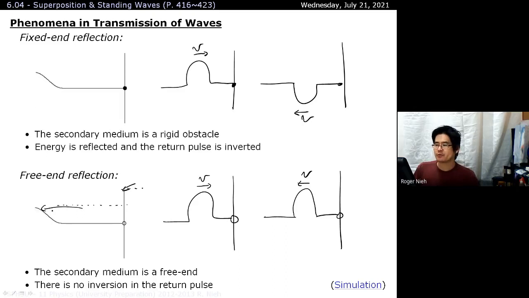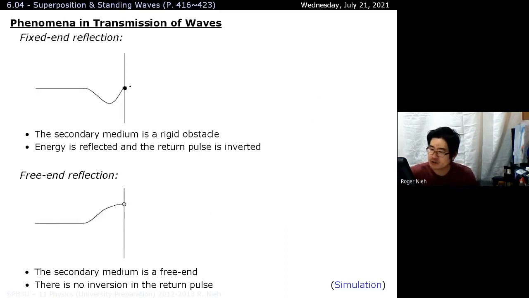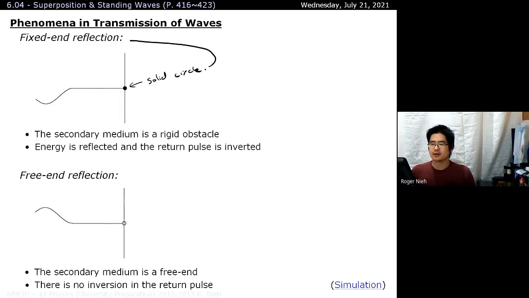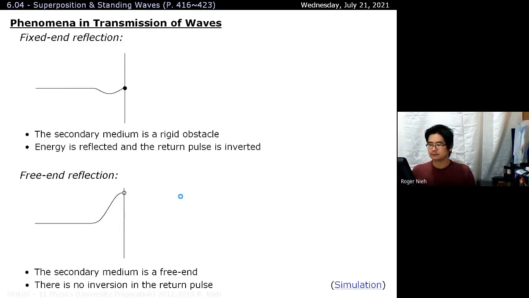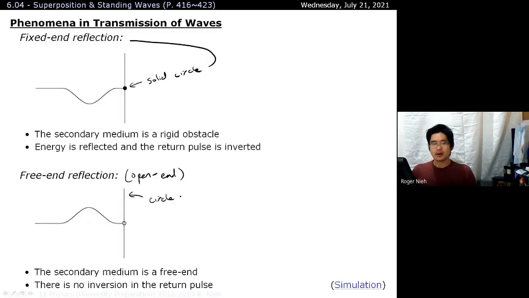Can I explain the circles one more time? Certainly. Remember that when it's a solid circle, it represents a fixed end reflection. That's how you denote it. When you want to talk about a free end reflection, also known as an open end reflection, sorry, I do use these words interchangeably, to represent it, you'll draw a circle, indicating that it's freely able to move. I hope that answers your question there.